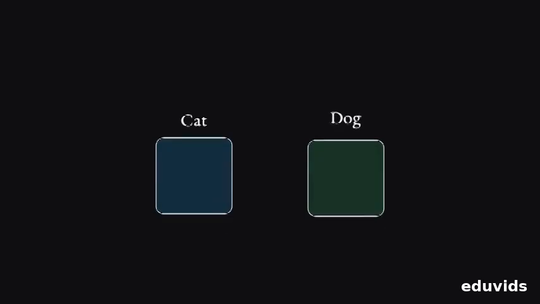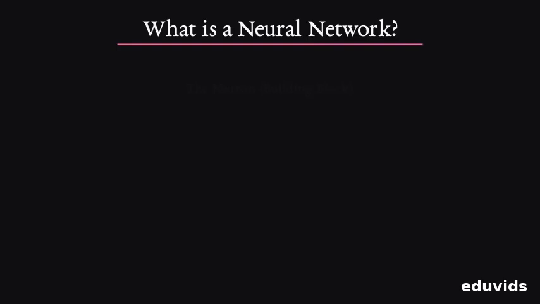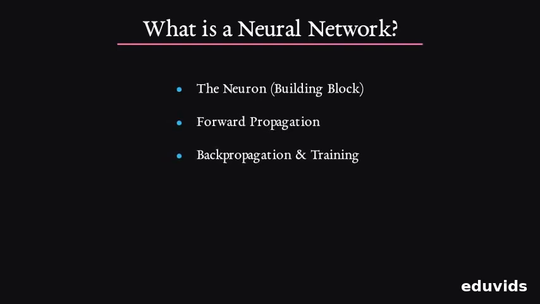Imagine your phone sorting cat and dog photos instantly. Today we'll see how a neural network does this. You'll learn the basic building block, how data flows forward, and how the system trains itself.